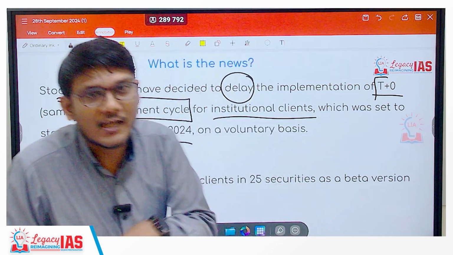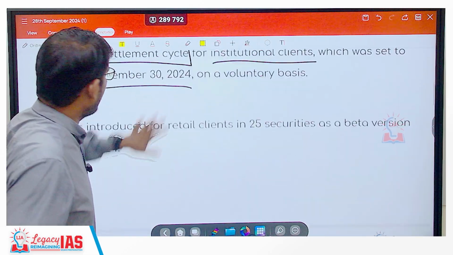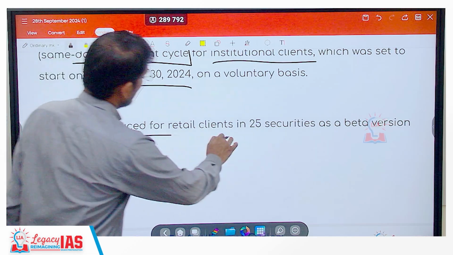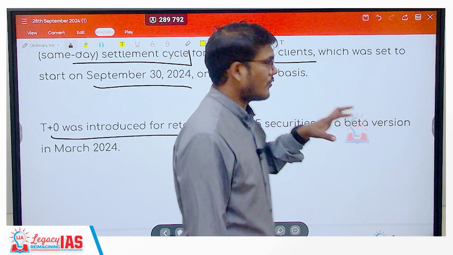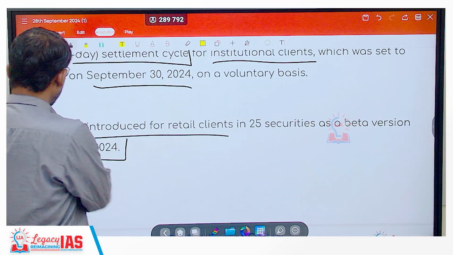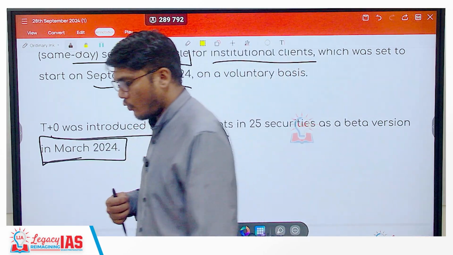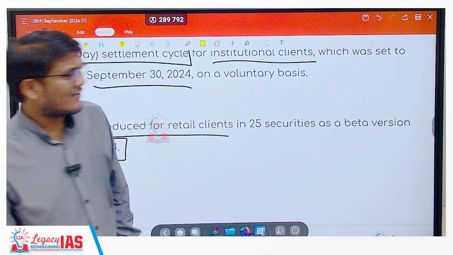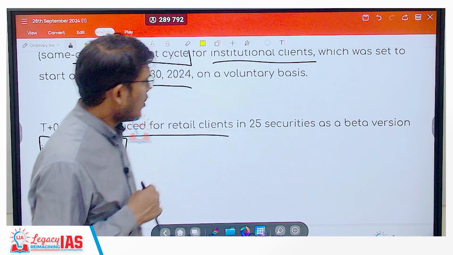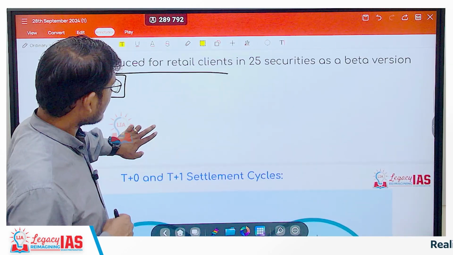As far as retail clients are concerned, for retail clients, it was already introduced as a beta version in March 2024. And for the institutional clients, it was supposed to go live on voluntary basis on 30th September, but now it will be delayed. So what is this T plus cycle?